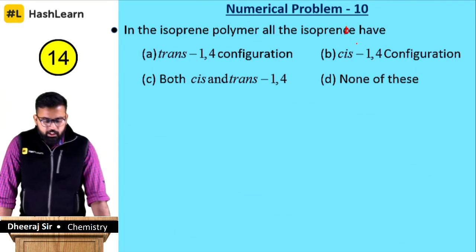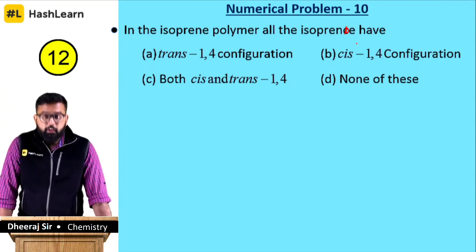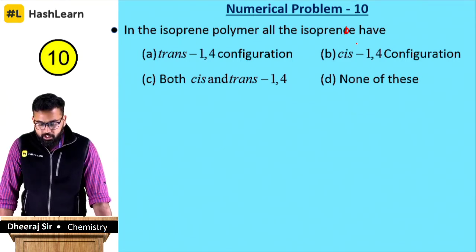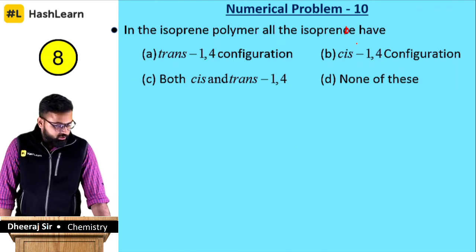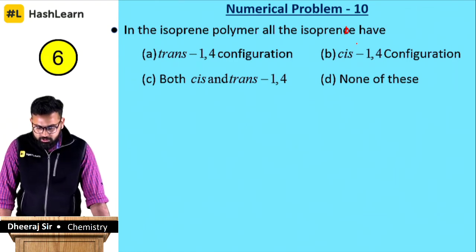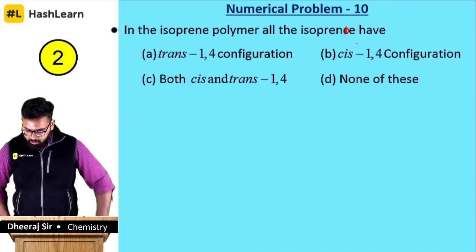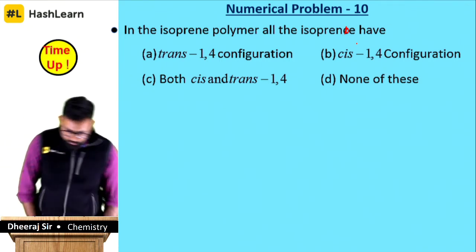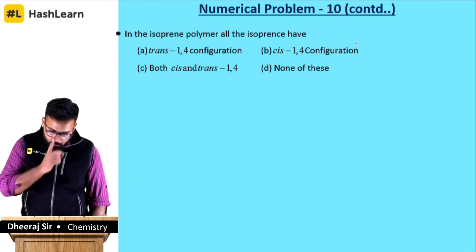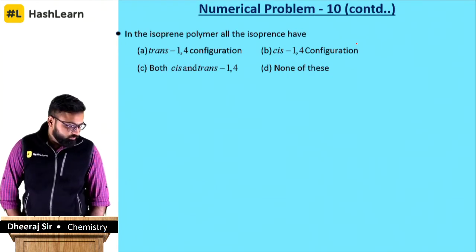Quickly. In the natural rubber, all the isoprene units have trans 1,4 configuration, cis 1,4 configuration. Easy to answer. Both cis and trans, and D, none of these. Which one has to be the right answer? Trans, cis, both, none of these.